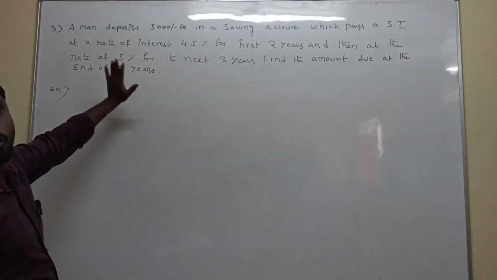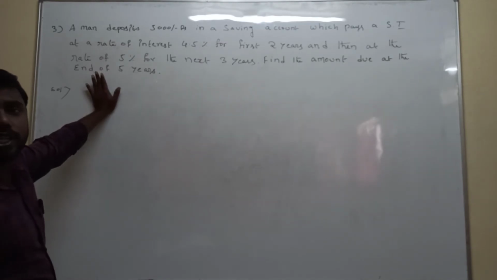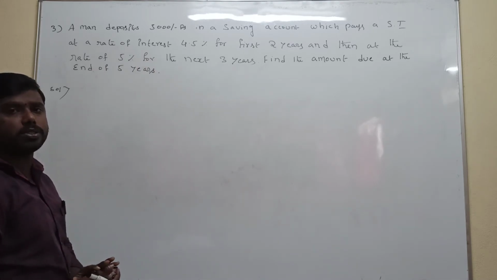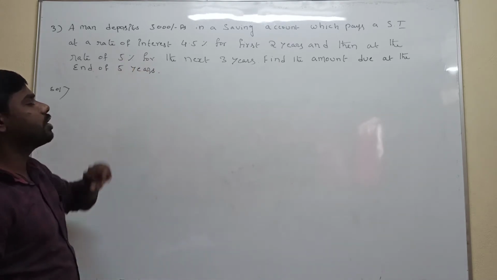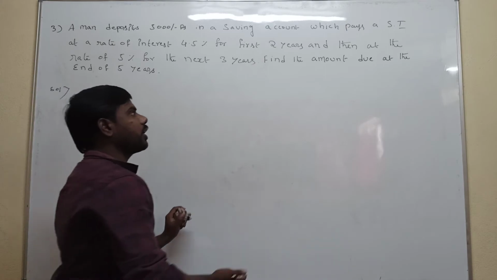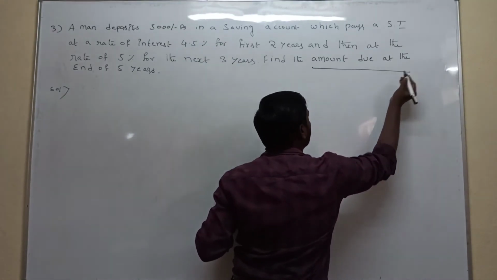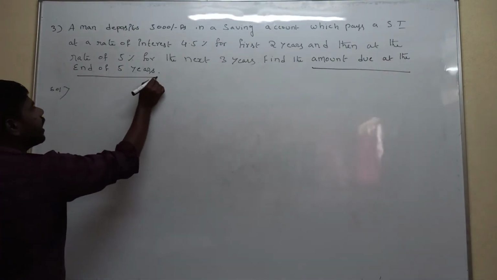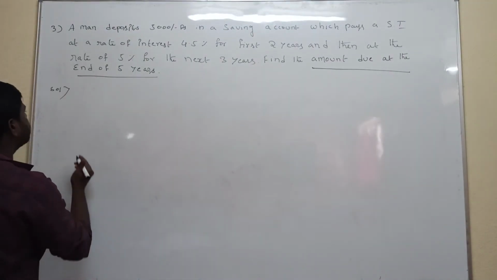Everyone understood? One person deposited 5,000 in a savings account. The first 2 years rate of interest is 4.5% and the next 3 years rate of interest is 5%. We need to calculate the amount due at the end of the 5 years. How to calculate this solution?